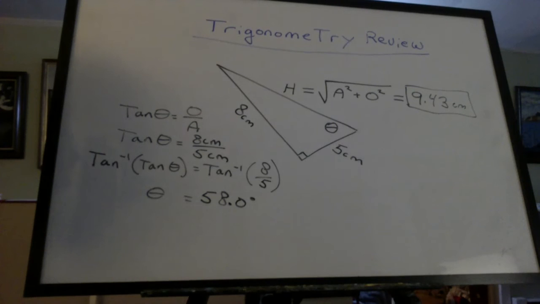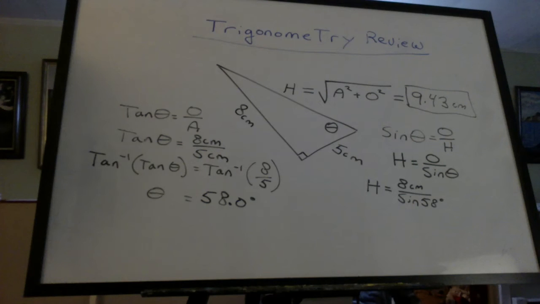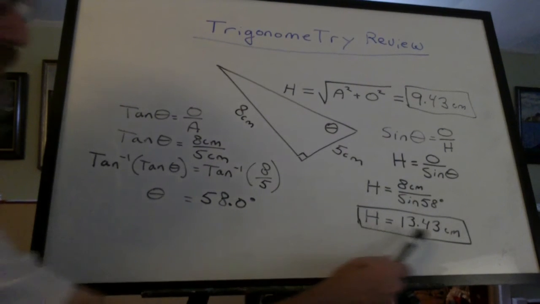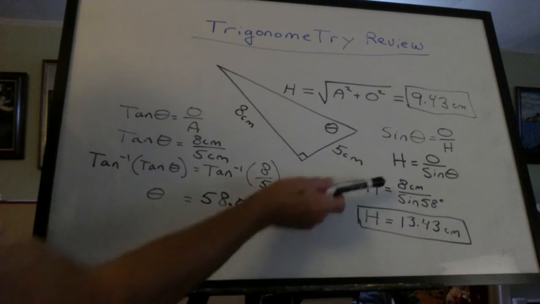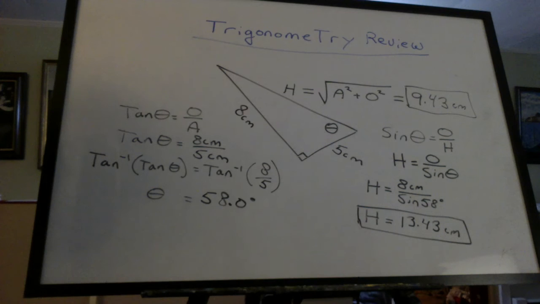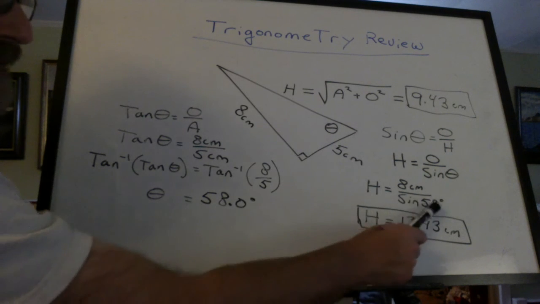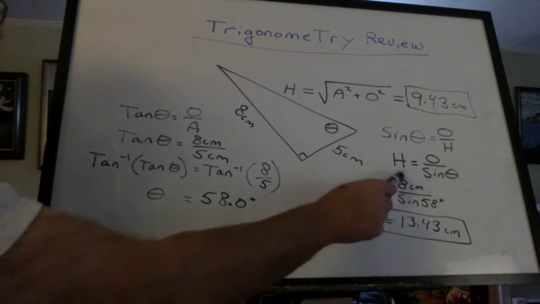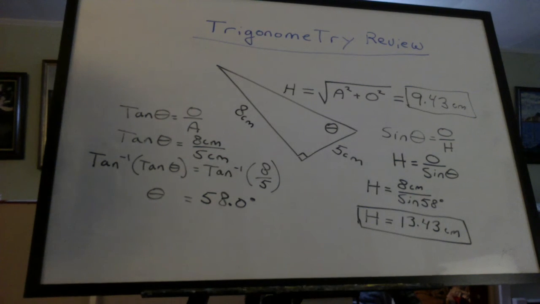Okay, I get 9.43 centimeters. But what about some trigonometry to do that? Let's try sine and see if it works. Rearranging, substituting values, and I still get the same thing. I'd like to point out that I do have units here because I have them for the 8 centimeters. The sine of 58 degrees does not have units, but the units come from the 8 centimeters.